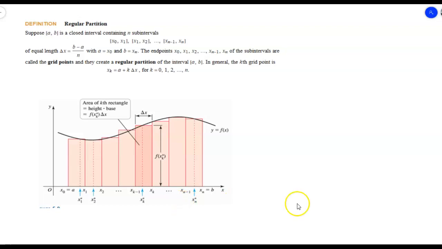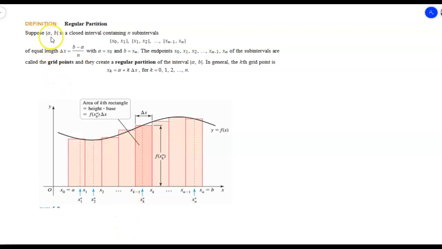Everybody, this is Mr. Beckstrom, and today we're going to be taking a look at section 5.1, which is approximating areas under the curve, and more specifically, we're going to be taking a look at Riemann sums. So let's first look at the definition here and break it down and make sure we understand what they're actually doing.